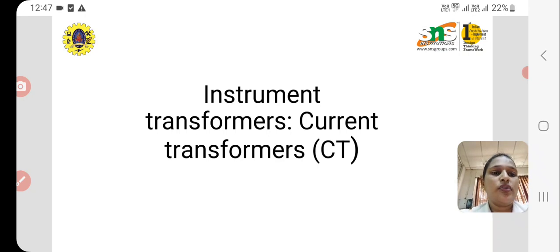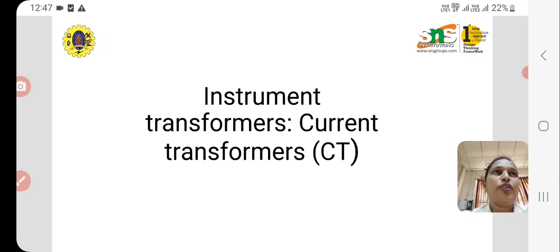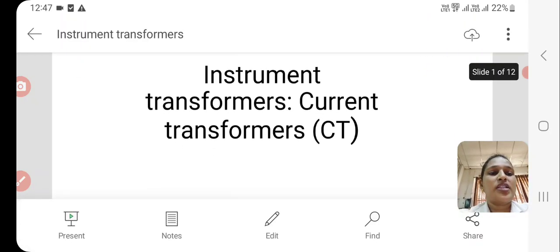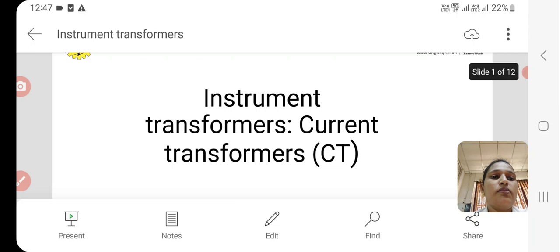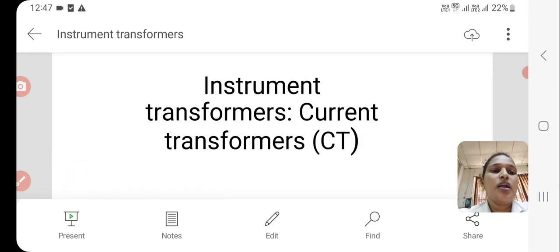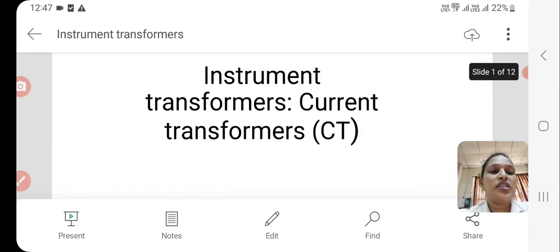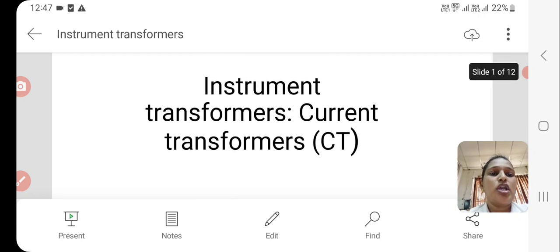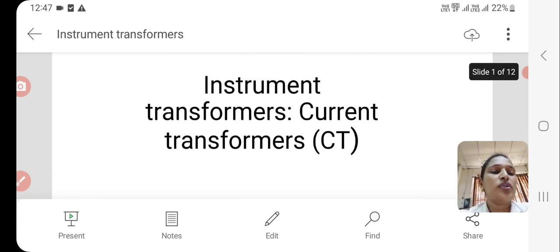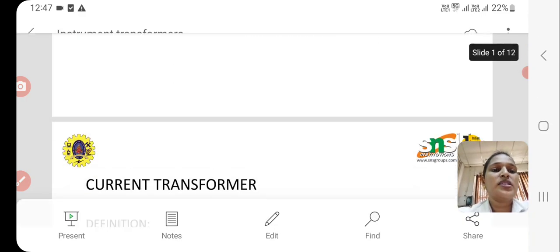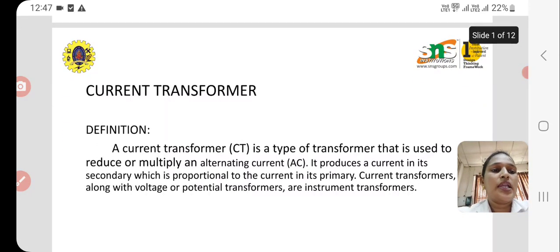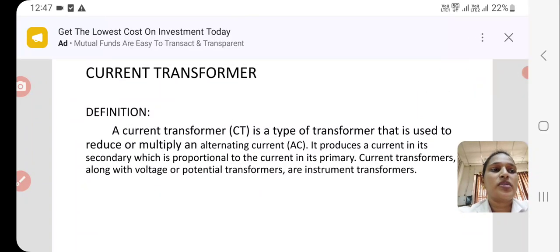In the last couple of videos we have seen about potentiometers. Module 3 consists of potentiometers and instrument transformers. Potentiometers are meant for measuring unknown EMFs, whereas instrument transformers are meant for measuring very high currents and high voltages. Instrument transformers are of two types: current transformers and potential transformers. In today's class we will see what current transformers are.